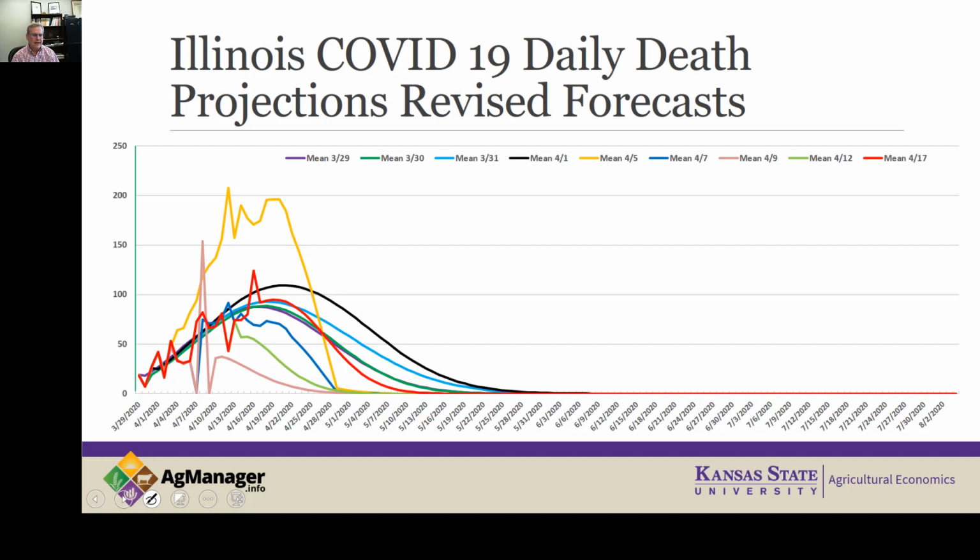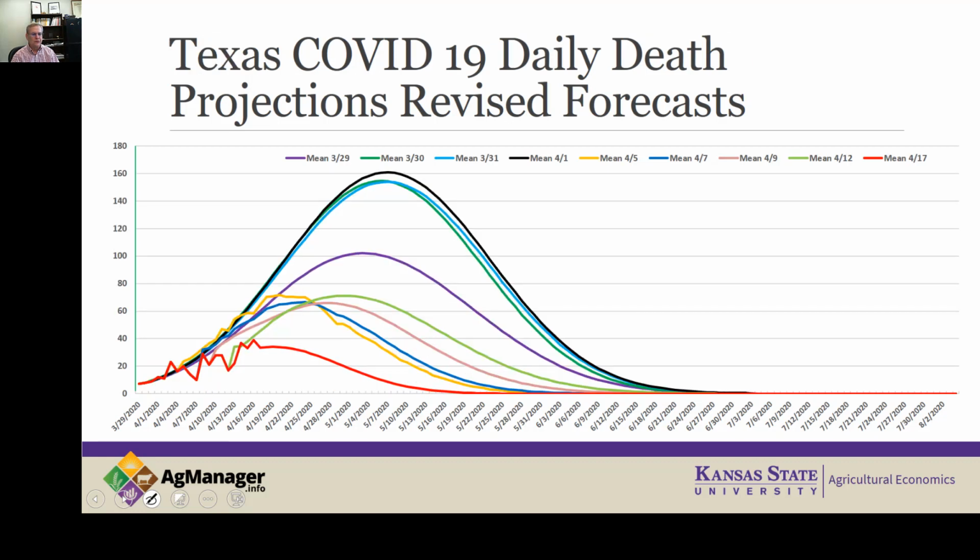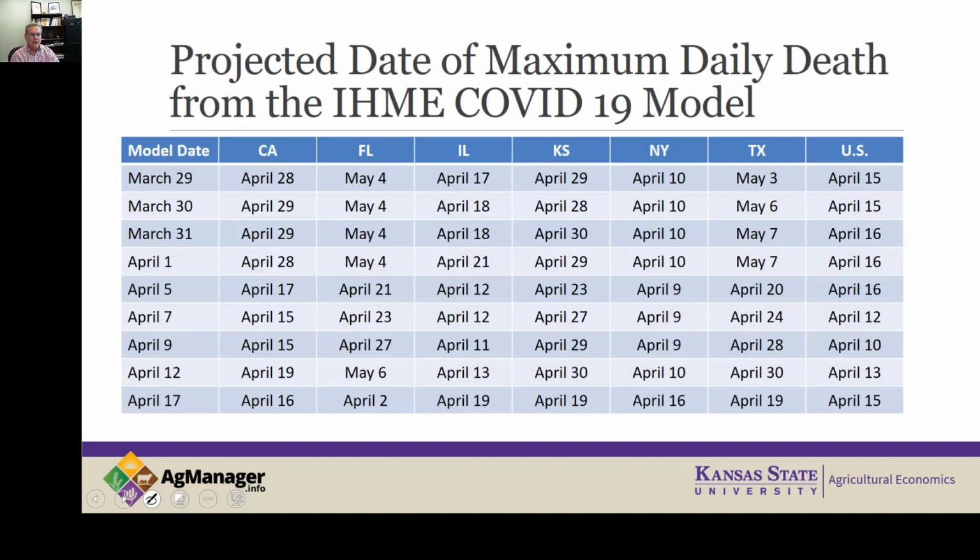Same type in Illinois. In some respects, if you look at the red and purple lines, they follow a little bit closer. And then Texas, again, you see a pretty big divergence between the original model and the most recent model that has had more data to look at.